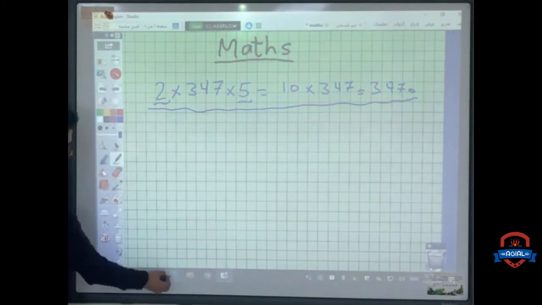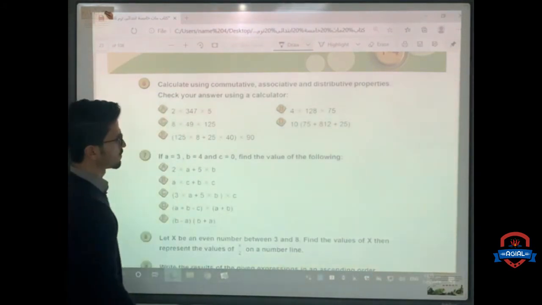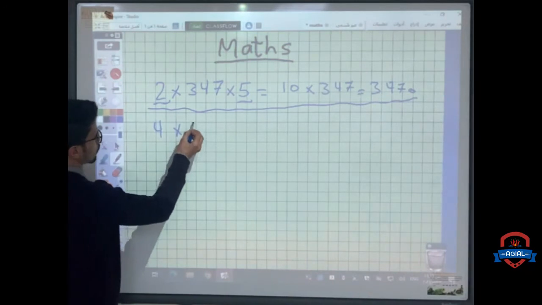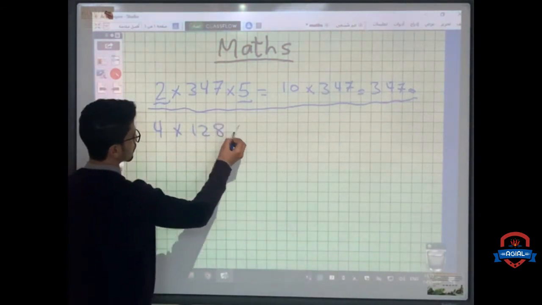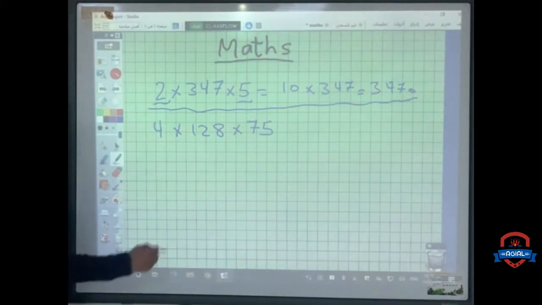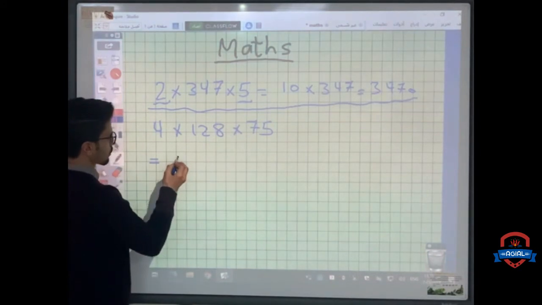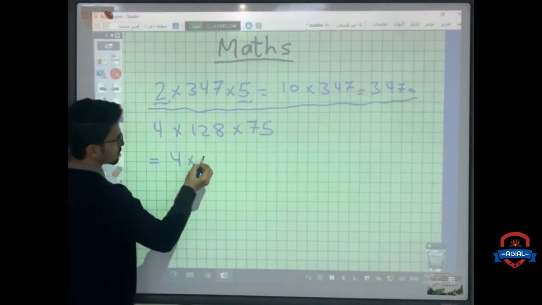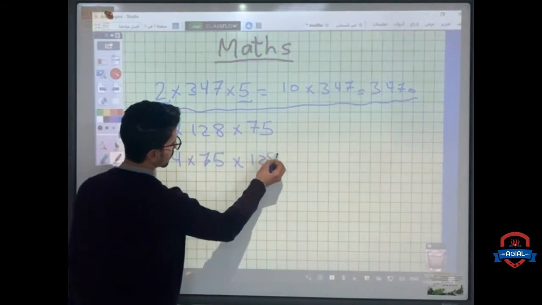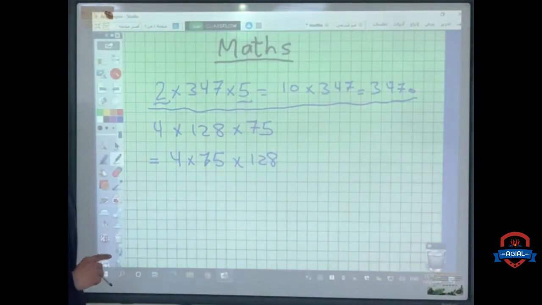So let's look at letter B. We have 4 times 128 times 75. Okay, using the commutative property, we can replace these two terms. So we have 4 times 75 times 128. Okay, we notice that 4 times 25 equals 100.